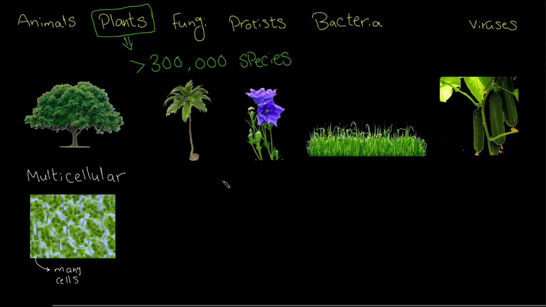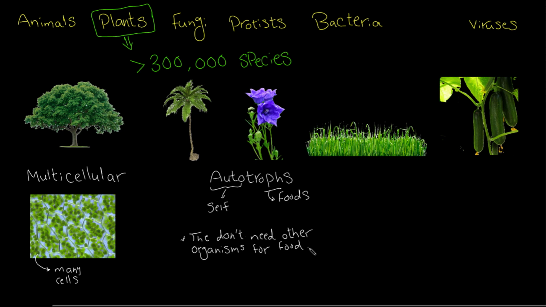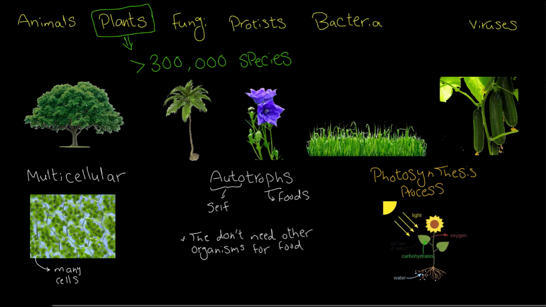Yet we refer to plants as autotrophs, which comes from the Greek words auto, meaning self, and troph, meaning feeding or food. And as you can remember, animals were heterotrophs, and hetero means other. So plants as autotrophs, they don't need other organisms for food. They can produce their own food by the photosynthesis process. And that process will be explained in a different video, but for now just know that plants use sun, water, and carbon dioxide to create oxygen and energy in the form of carbohydrates.